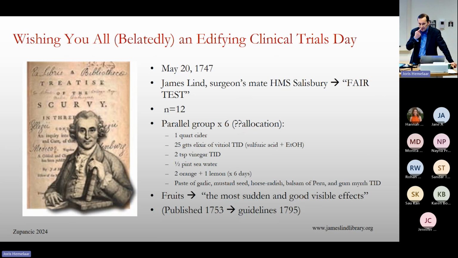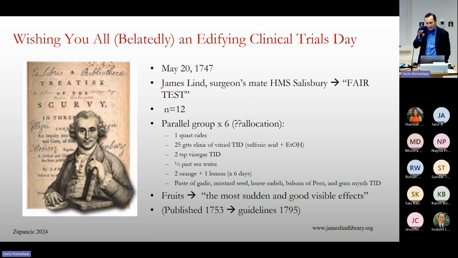I've given this talk or spoken about this project a couple of times in the third week of May, and I've never actually hit Clinical Trials Day, so I wish you a belated Clinical Trials Day, which, as you know, celebrates what is celebrated as the first trial of James Lind, who was dealing with the issue of scurvy, allocated individuals to a number of treatments through methods that we don't really know in retrospect.